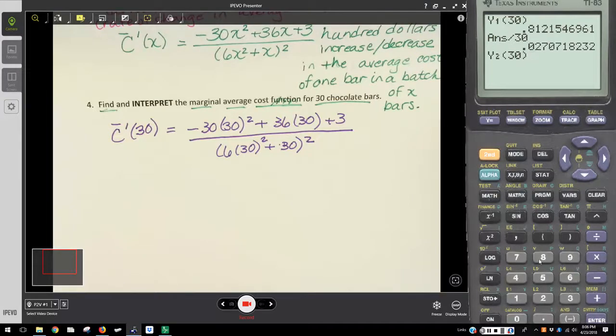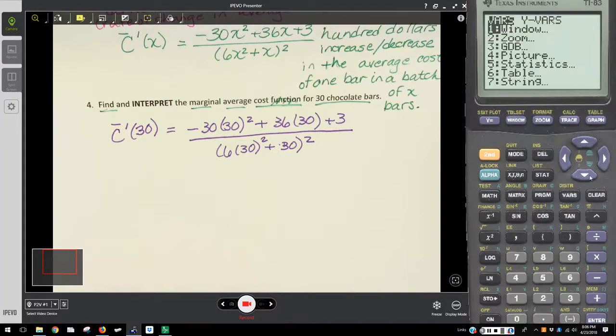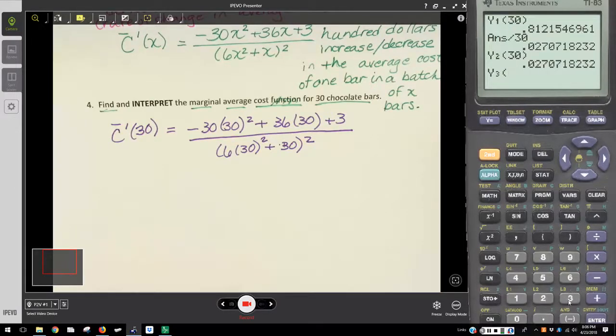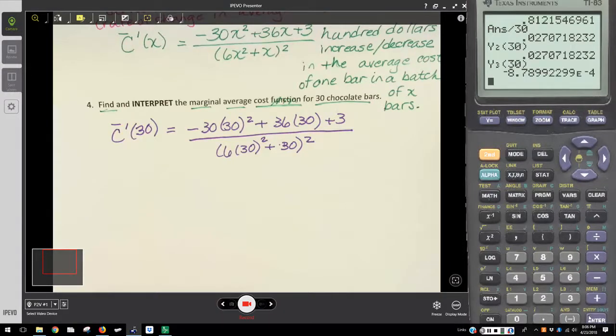which would be the cost per bar, was $2.71. And I can also find, since what I have in y3 is the derivative of the average cost, so this is the marginal average cost, then I can also use that function evaluated at 30 to get the answer to this arithmetic problem that we have in front of us.